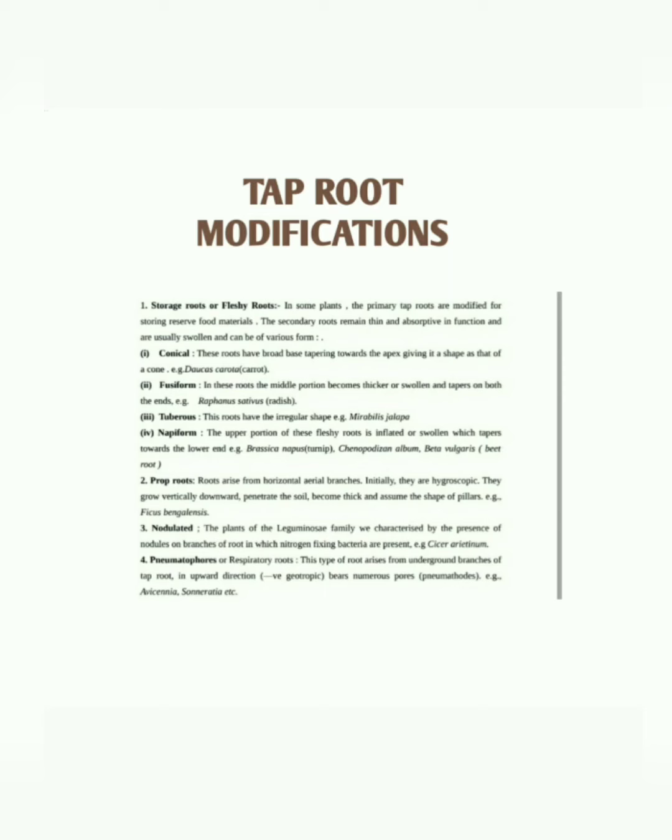In napiform we have the examples: Brassica napus, that is turnip. Then we have Chenopodium album. Then we have Beta vulgaris, beetroot. Beetroot is the most common example preferred for napiform. It will have a very broad base at one end, and suddenly it tapers to a thin end. So the examples we need to remember: Brassica napus, the scientific name of turnip, then Chenopodium album, then Beta vulgaris, which is beetroot.